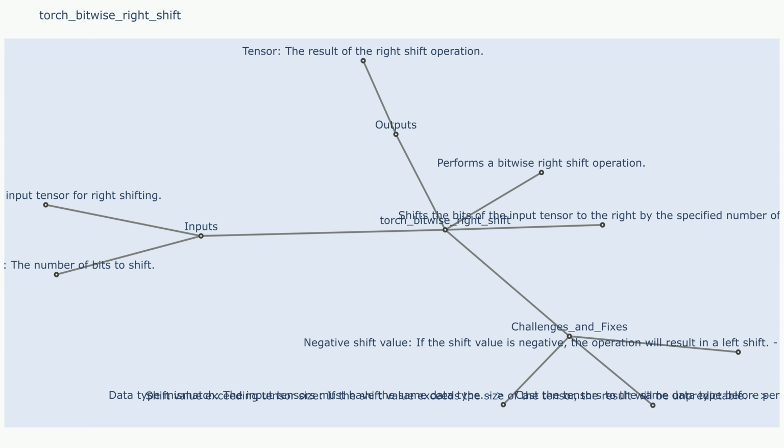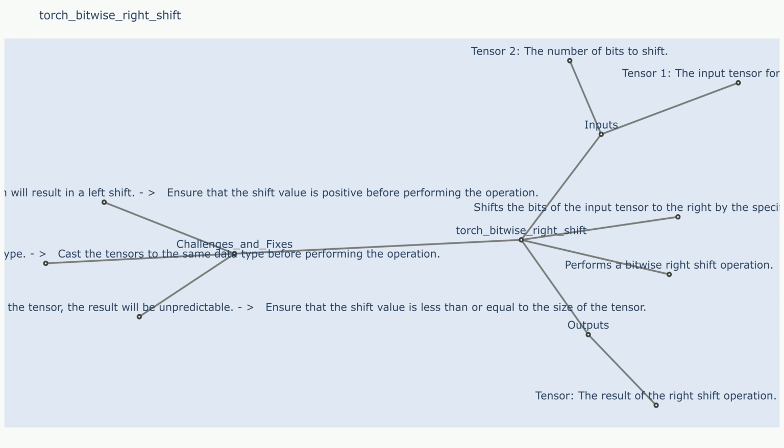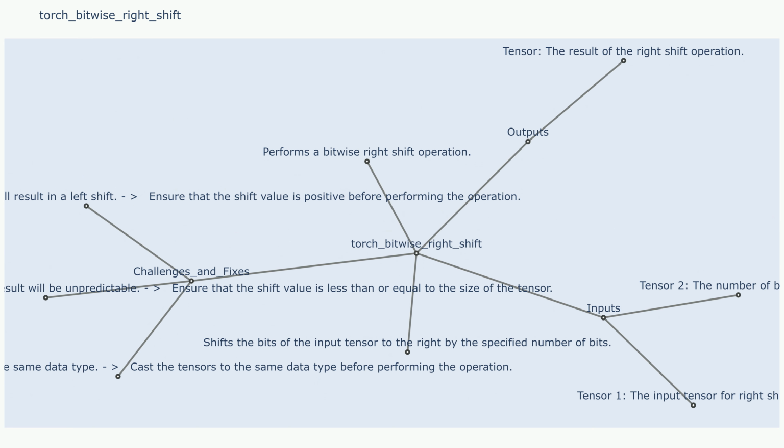Challenge 4: if the input tensors are not of the same size, the function will raise an error. Sample use case that resulted in challenge 4: torch.bitwise_right_shift(torch.tensor(10), torch.tensor([1, 2, 3])). Fixes to challenge 4: ensure that the input tensors are of the same size.